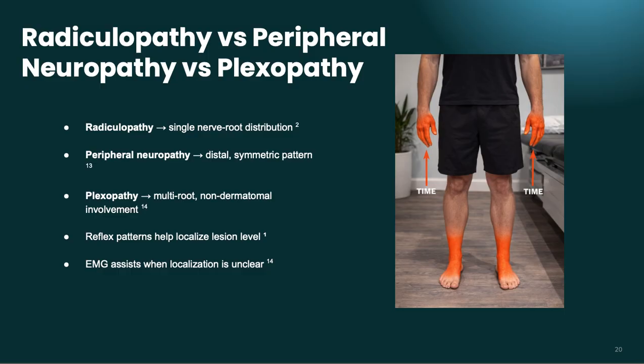Root lesions reduce reflexes at a specific level, whereas the plexus or peripheral processes can produce broader or mixed changes, okay? Is it one side that's got hyper or hyporeflexia, or is it both sides? If the findings don't localize cleanly to a root, reconsider the radiculopathy.